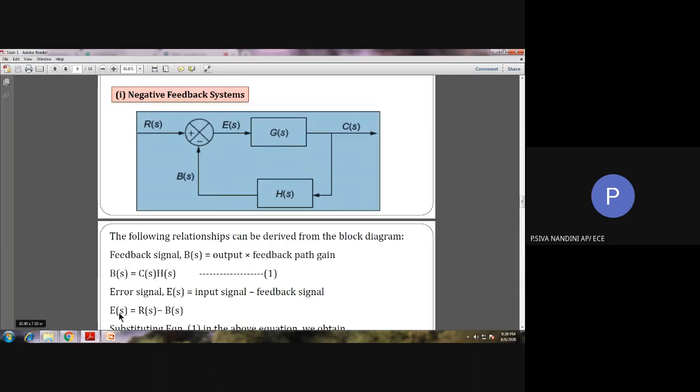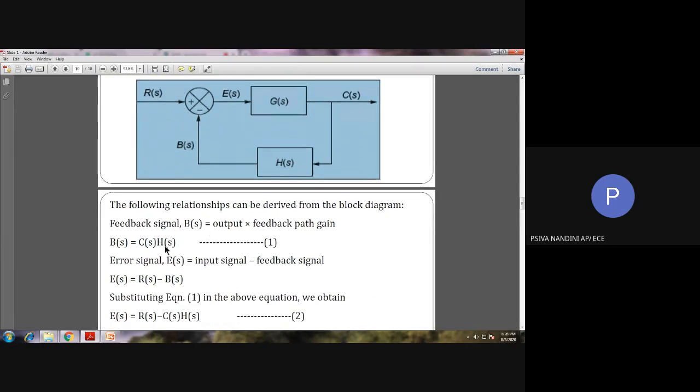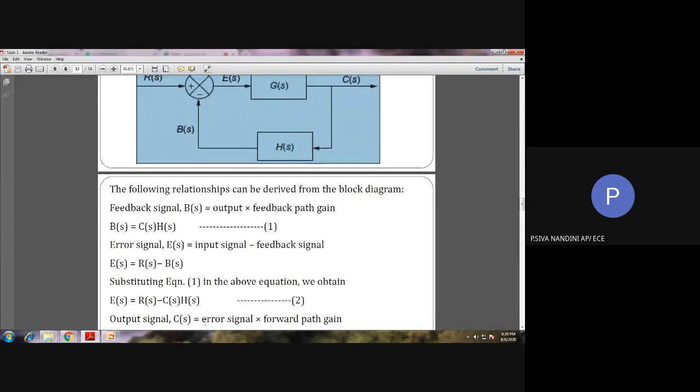Then, in E of S is equal to R of S minus B of S, we can substitute B of S from equation 1. See, in this equation 1, we have B of S. So this value of B of S is substituted in the equation of error signal E of S. What is the value of B of S? B of S is equal to C of S into H of S. Thus, by substituting, we obtain this equation 2. And next, we can determine the output signal.